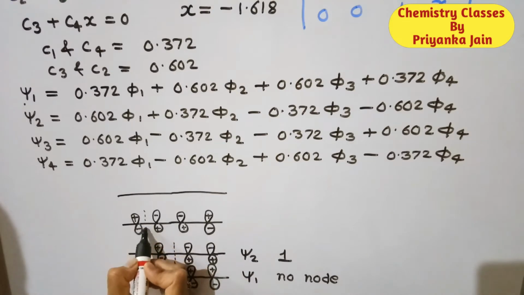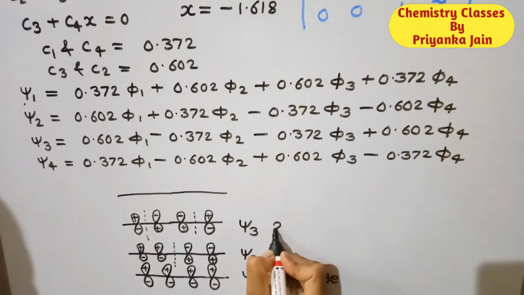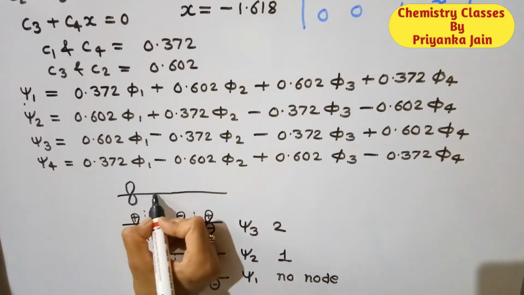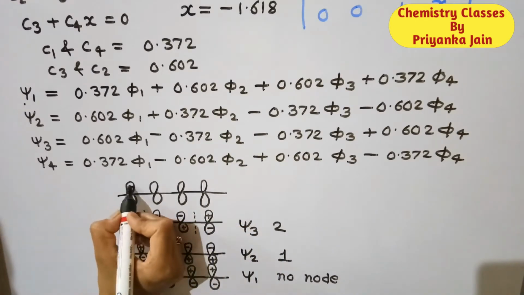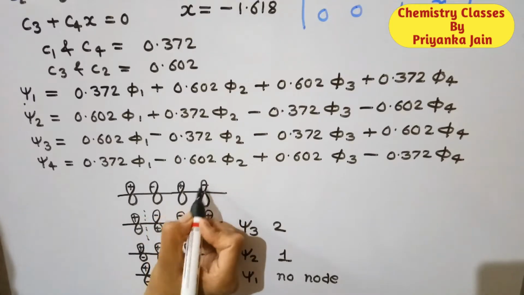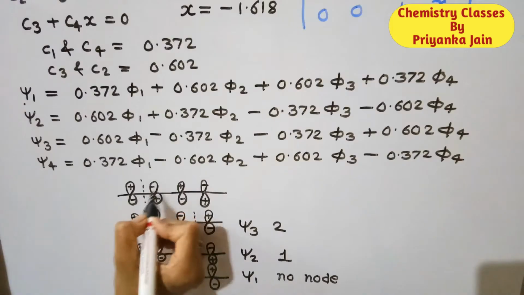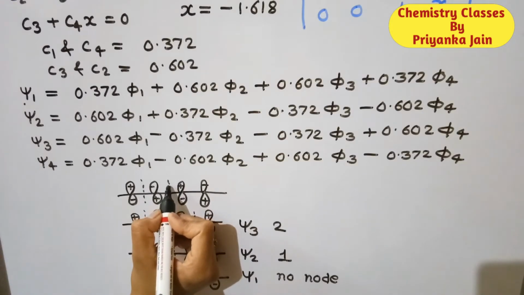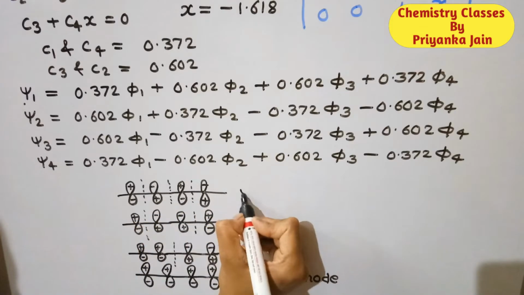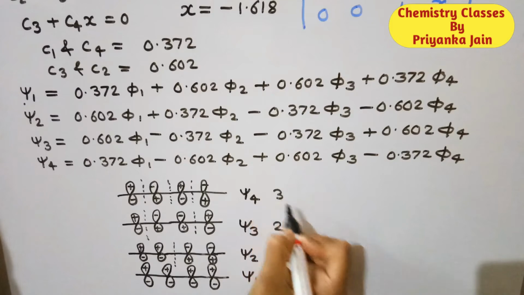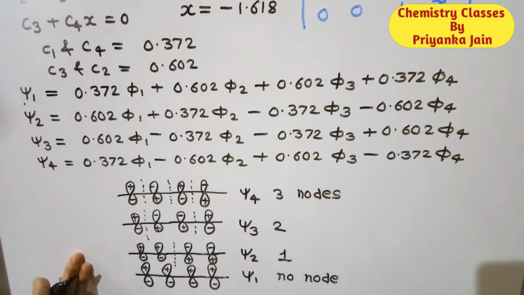See here, the wave function is changing sign one time here and another time here. So this is psi3 with two nodes. Similarly, see here, this is positive, this is negative, this is positive, this is negative. So the wave function is changing sign 3 times. So it will have 3 nodes. In this way we have to make the wave functions.